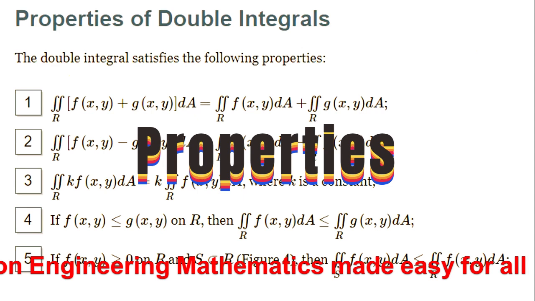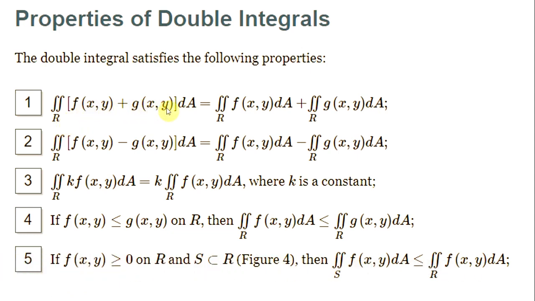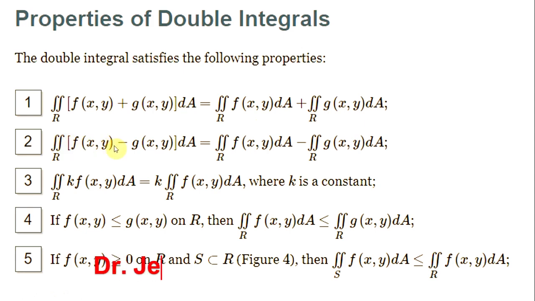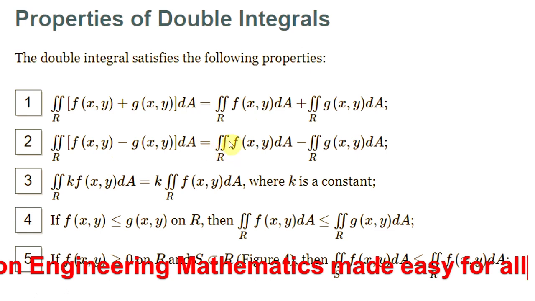Properties of double integral, students. The double integral satisfies the following properties. The first property is: the double integral of f of x comma y plus g of x comma y dA is equal to the double integral of f of x comma y dA plus the double integral of g of x comma y dA, taken with respect to A. Similarly, the next property is: the double integral of f of x comma y minus g of x comma y dA is equal to the double integral in the region R of f of x comma y dA minus the double integral in the region R of g of x comma y dA.